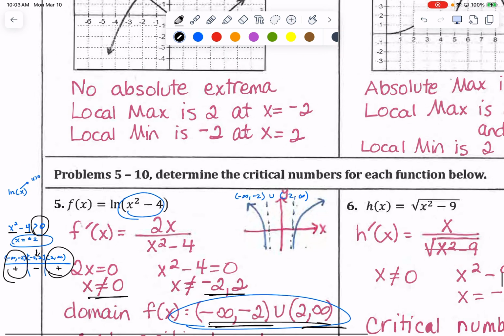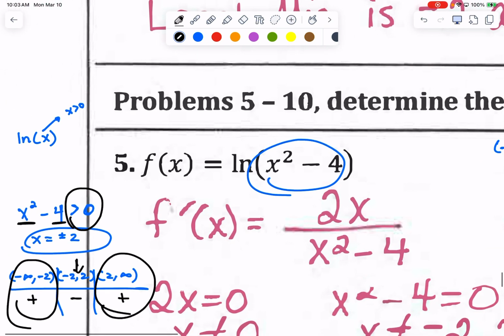Because remember, you can't take the natural log of anything that is negative or equal to 0. You can't take the natural log of 0, and see, if I plug in a 2 or a negative 2, that's going to give me 0. And then if I plug in anything between negative 2 and 2, that's going to give me a negative number, and you can't take the natural log of 0 or negative. Everybody say it with me. What can you not take the natural log of? 0 or negative. I'm so pumped today.